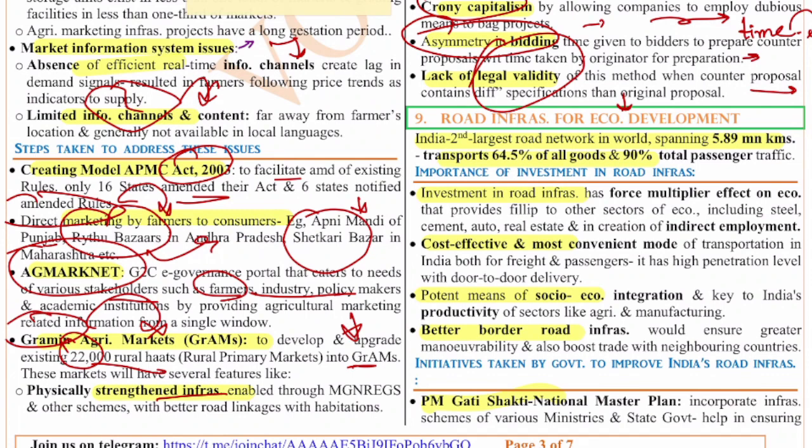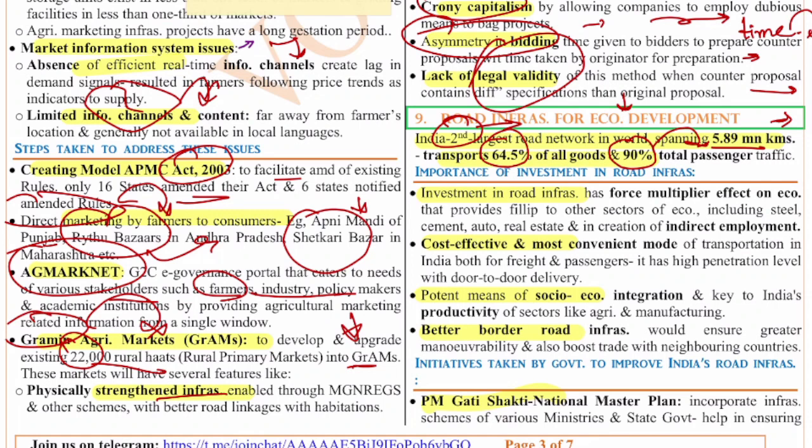So this question on road infrastructure is very important because if you see in overall transportation, the road infrastructure plays a major role. India has the world's second largest road network, spanning 5.89 million kilometers, about 6 million kilometers you can remember, and about 65% of transportation of goods happen through road, and 90% of passenger movement happens through road. So that's where road is something which is very important for us.